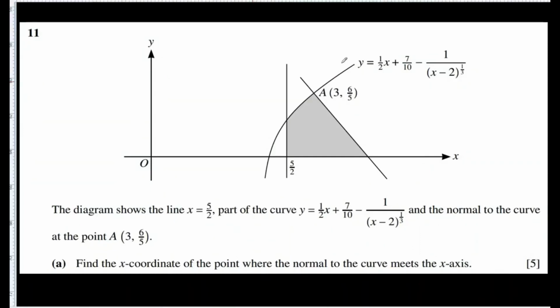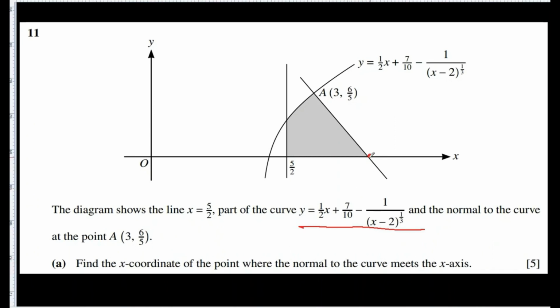Question 11. They have given the graph of this function and there is a vertical line, x equal to 5 over 2, and the point on this curve is (3, 6 over 5), and there's a normal at that point. It meets the x-axis here. They're saying find the x coordinate of the point where the normal to the curve meets the x-axis.